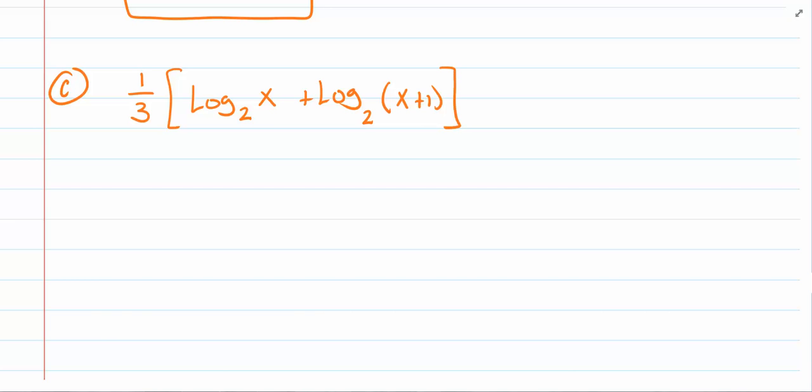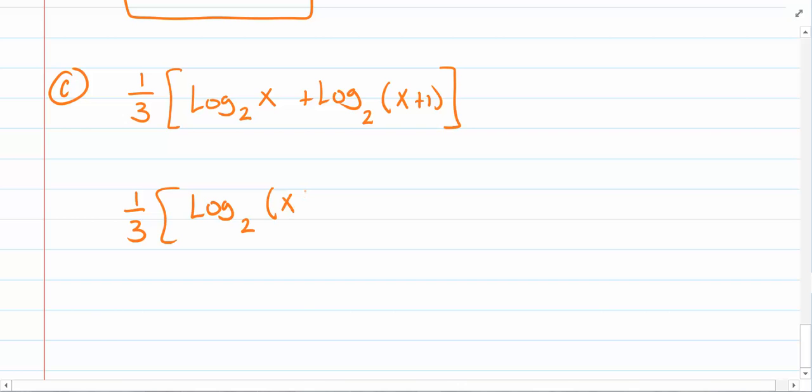The entire logarithm. And I'm using addition, so that means if I go in reverse, I'm going to have to use the product rule, right? So I'm going to work inside the parentheses first. This is going to give me 1/3 times log base 2 of x times x plus 1. Does that make sense so far? Everything's good so far?